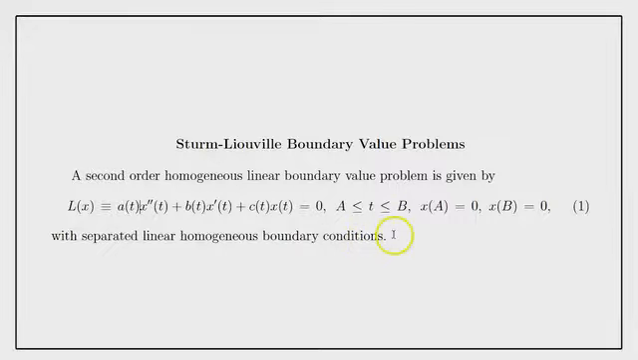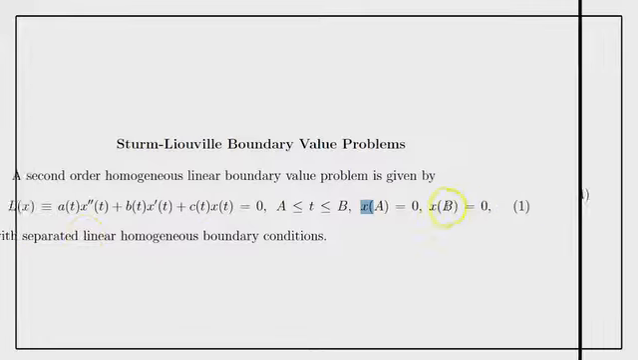We need to understand each of these terms. In one condition, that is x(a) equal to 0, only endpoint a is involved, in the other only the endpoint b is involved. So, therefore, they are separated. Of course, conditions are given at the boundary, so hence it is a boundary condition, and the function x involved with both the boundary conditions is linear, and on the right hand side you have 0, so that is why it is a homogeneous boundary condition.